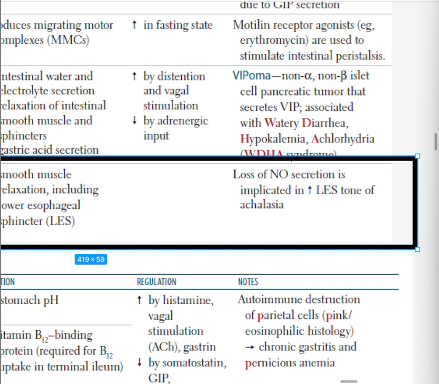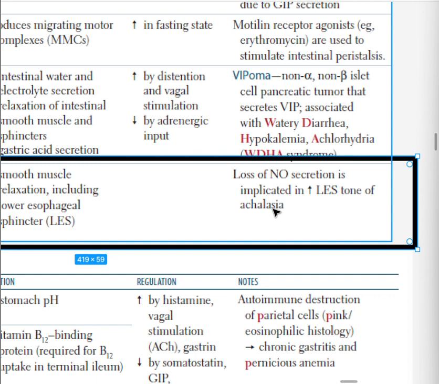Now, the most important clinical link is basically nitric oxide and achalasia. What happens is when you swallow, food moves down the esophagus. The lower esophageal sphincter muscle must relax. Relaxation occurs due to enteric inhibitory neurons that release nitric oxide and vasoactive intestinal peptide. These are NANC inhibitory neurotransmitters.